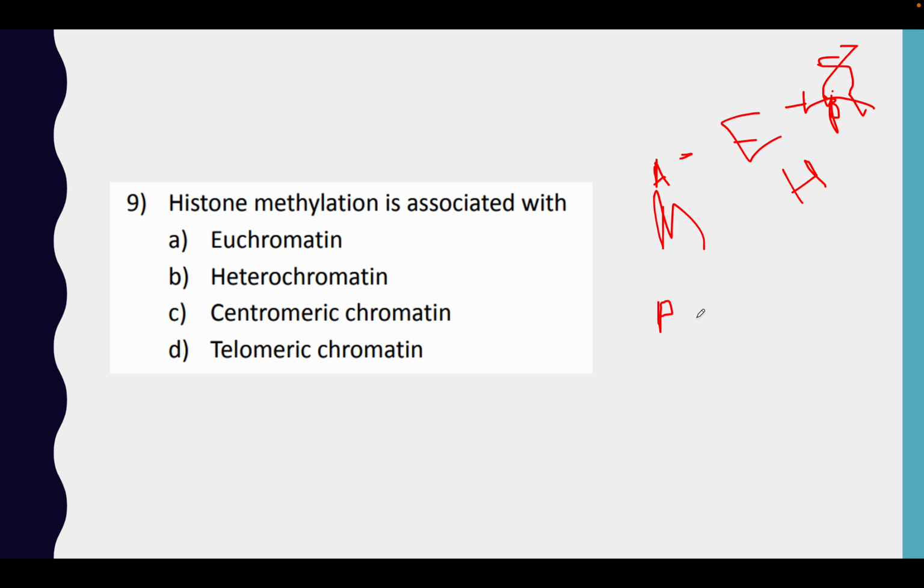Now talking about phosphorylation, by which euchromatin is regulated. This also tends to occur on the N-terminal tail of histone. However, some sites of phosphorylation are also present in the core. Phosphorylation is controlled by kinases and phosphatases, which can add or remove the phosphate groups. So this can occur at serine, threonine, and tyrosine. Okay, present in the euchromatin.